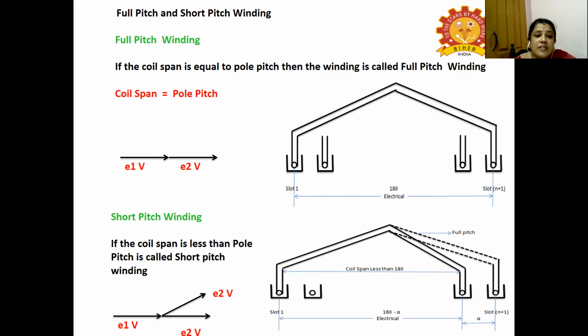Short pitch winding is if the coil span is less than the pole pitch, it is called a short pitch winding. So here, instead of giving the entire, E2 will be given in between. So slot 1 will give in, the other one will be slot N plus 1, but it will be divided here. So that will be minus alpha. So 180 minus alpha will be your coil span for short pitch winding.